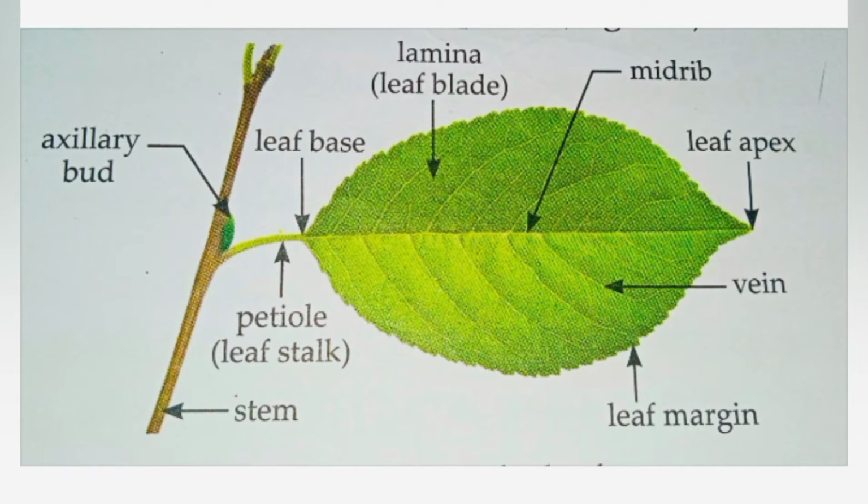Okay, so in some leaves, there are exceptions as well. In some leaves, the stalk is absent. This is an exception. In some cases, we see that the leaf is attached to the stem in such a way. These leaves are directly attached to the stem, okay? And such leaves are known as sessile leaves.